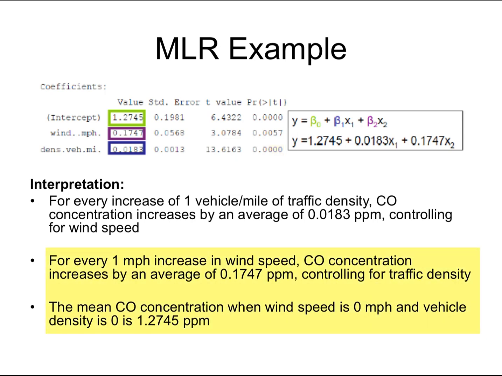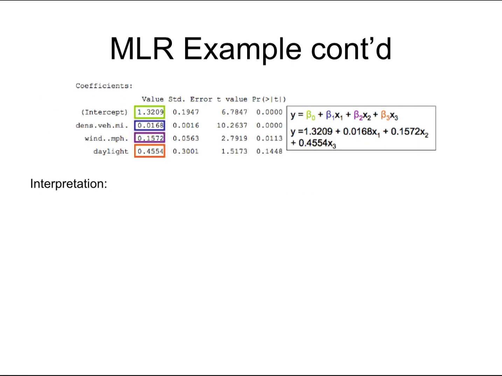The interpretations for the intercept and wind speed slope are also shown here, but our research question was about traffic density, so we wouldn't normally interpret these. Let's say we also decide that we want to control for daylight. What would our interpretation be now?